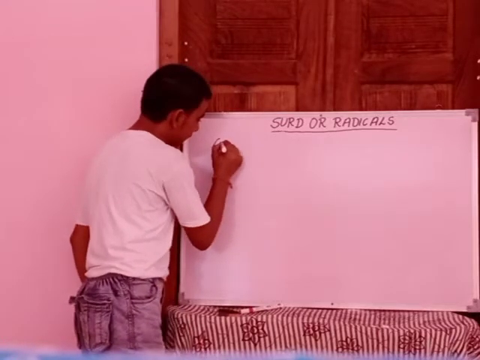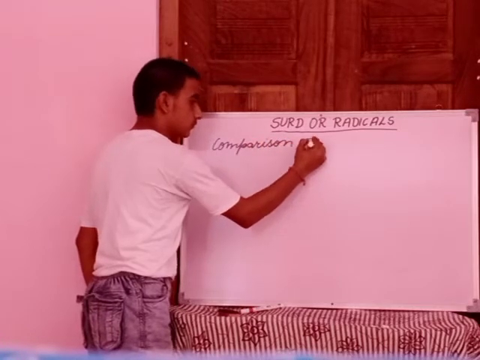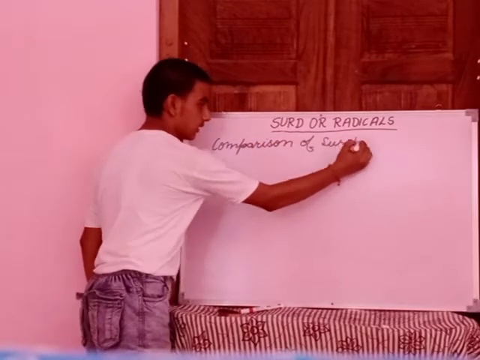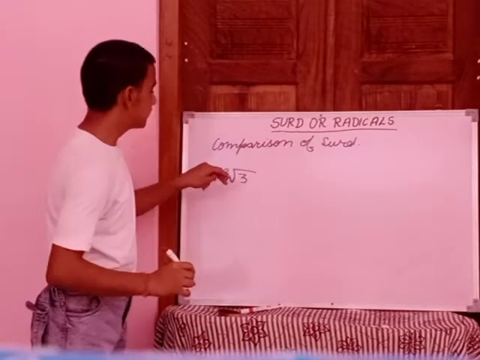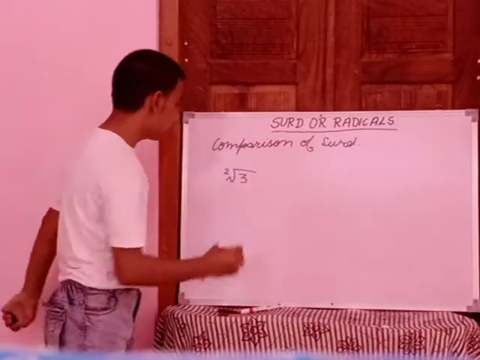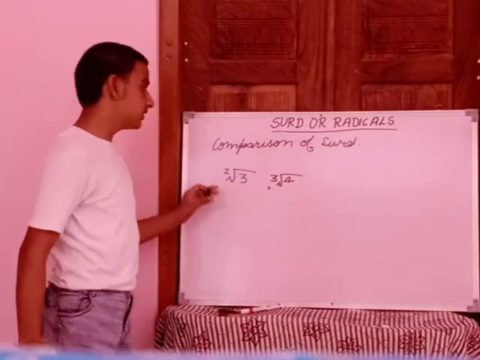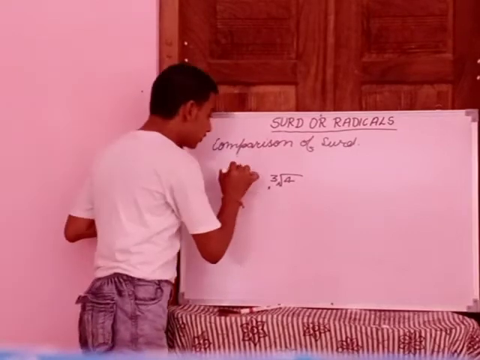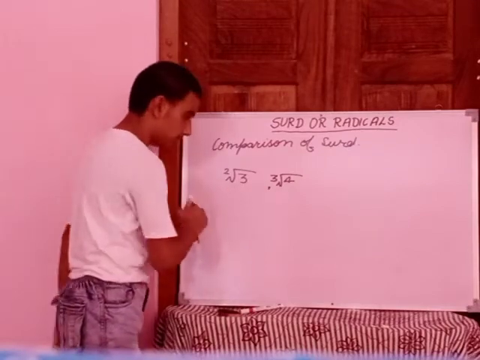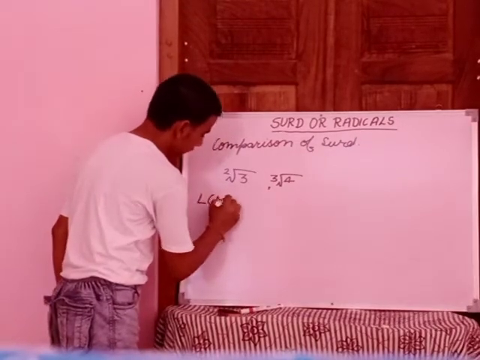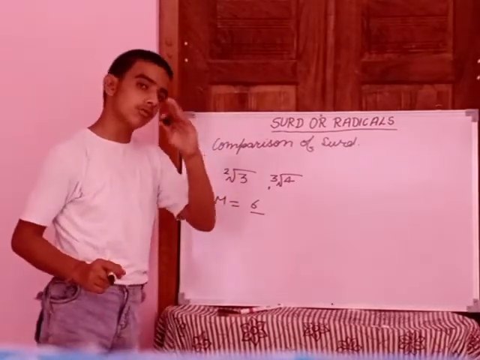Comparison of surds. Like this is the surd, meaning the square root of 3 and the cube root of 4. Suppose these are the two surds and the question is which of them is greater. As we know that the surds are of order 2 and 3 and their LCM is 6, we convert each surd into the order of 6.